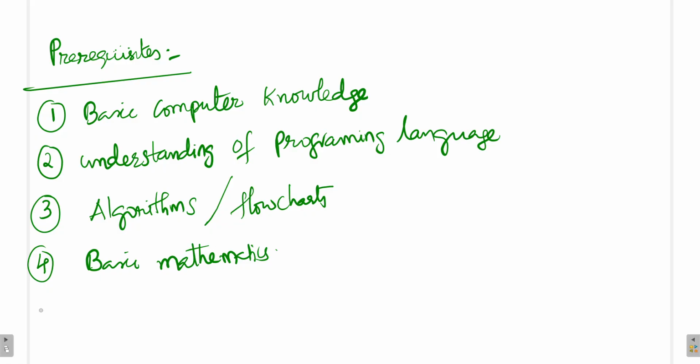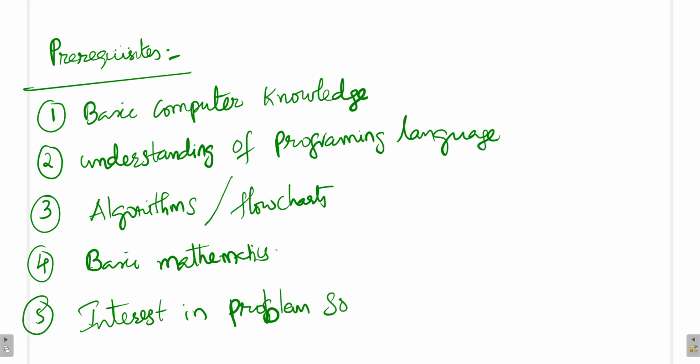And the fifth and the most important is you should have interest in problem solving. You should show some interest in problem solving. So if at all you have all these 5, then you can understand and write the code easy.